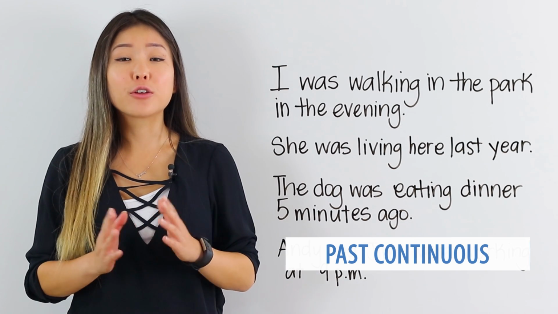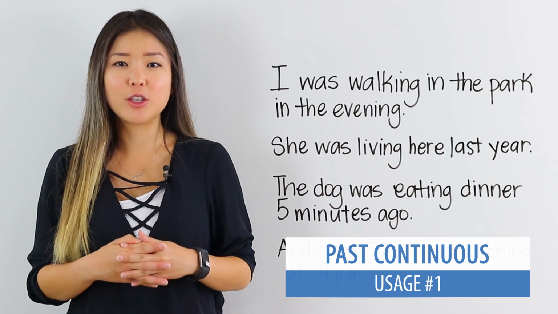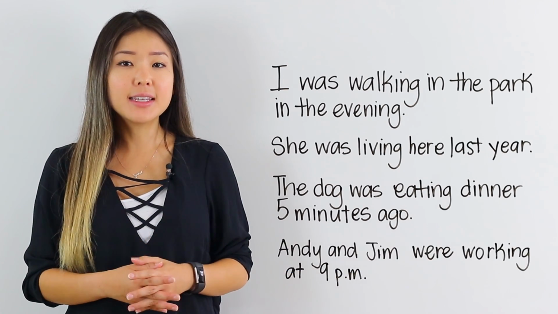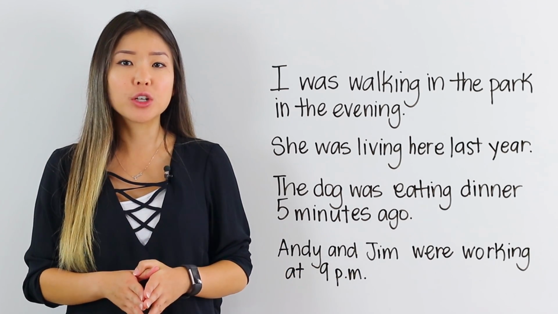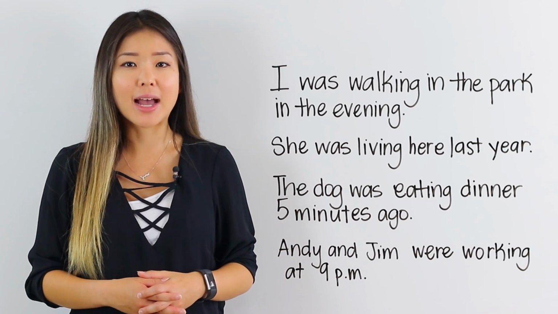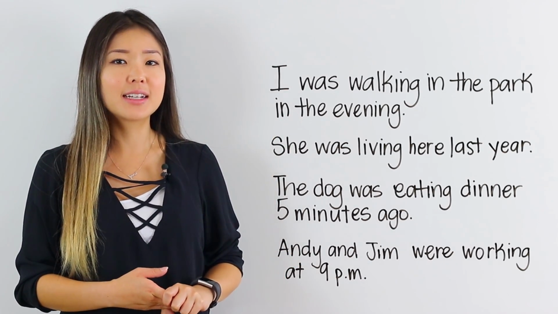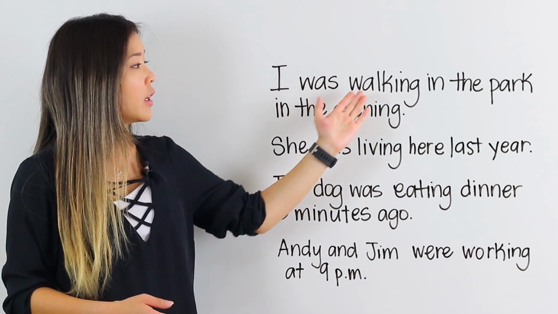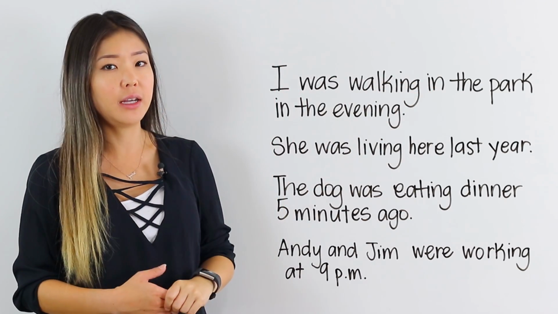Let's take a look at the first usage of the past continuous tense. This tense can be used to describe an action that was ongoing in the past. Let's take a look at these examples. I was walking in the park in the evening.